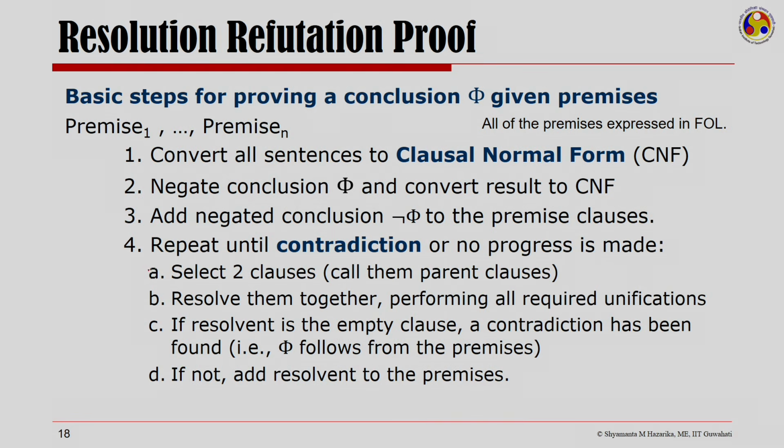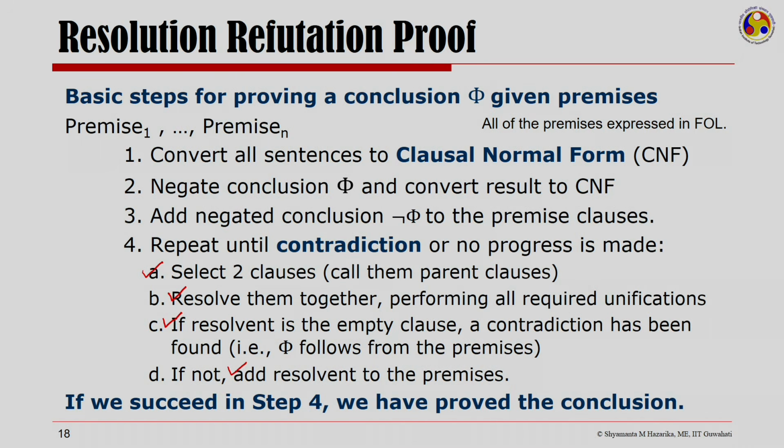We select two clauses, we call them the parent clauses, and then we resolve them together, performing all required unifications. Now, if the resolvent is an empty clause, we have found the contradiction and we can conclude that phi follows from the premises. If not, we add the resolvent that we have arrived at in step C here to the premises and repeat step 4. Now, if we succeed in step 4, we have proved the conclusion.